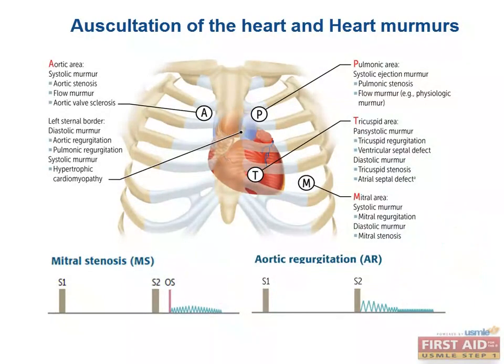So at the left sternal border, in the third intercostal space, you would hear aortic regurgitation. So remember, 1, 2, 3. This is our third intercostal space. This is the left sternal border, and this is where you would hear aortic regurgitation. This should make a lot of sense because the flow of blood is across the incompetent aortic valve.